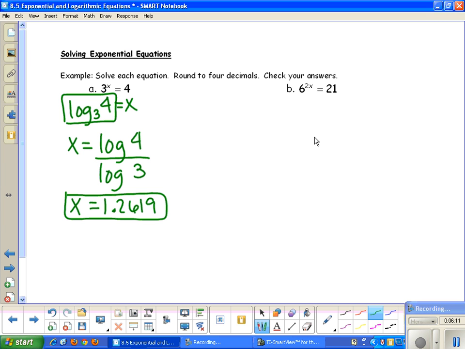So looking at the next one, and I'm just going to make a little note up here. Remember that to solve exponential equations, you're going to use logarithmic form.